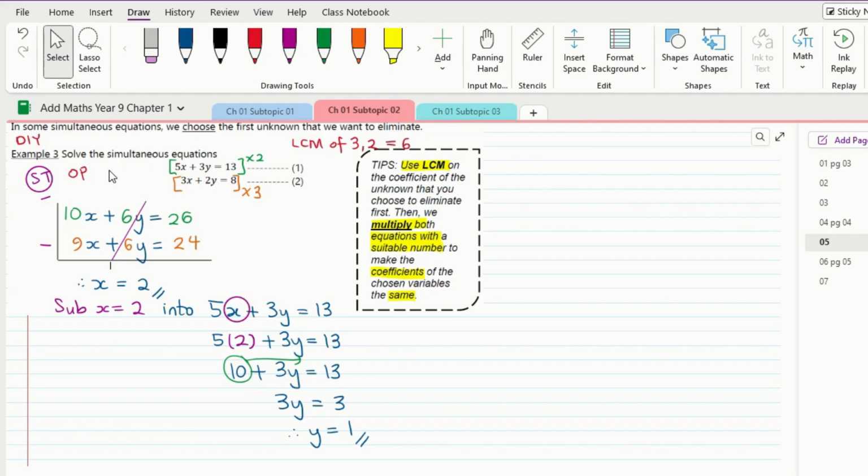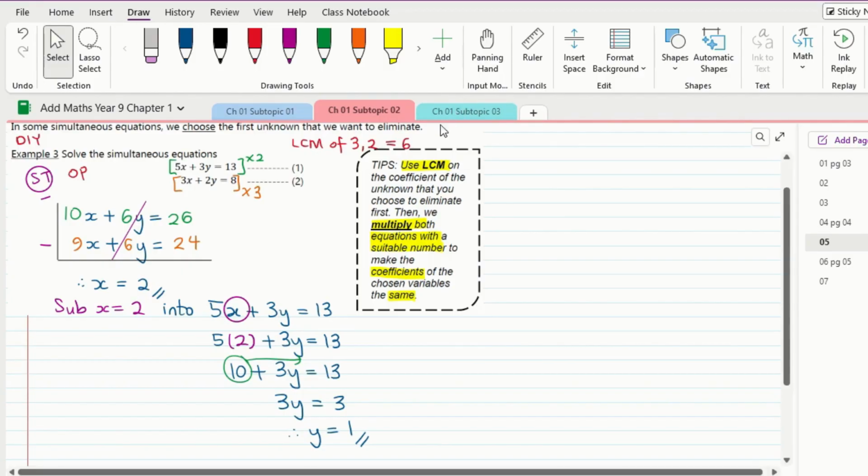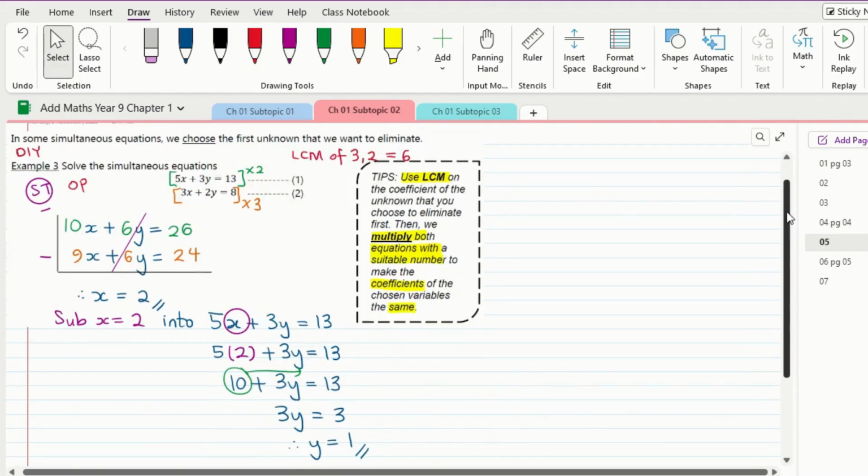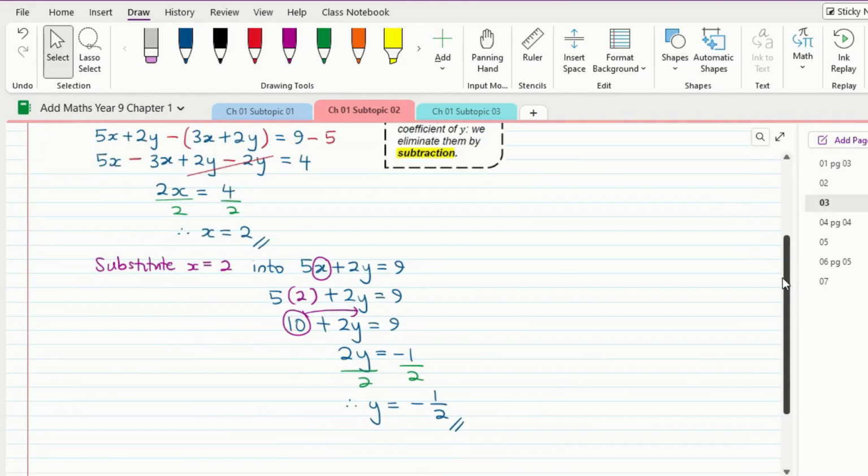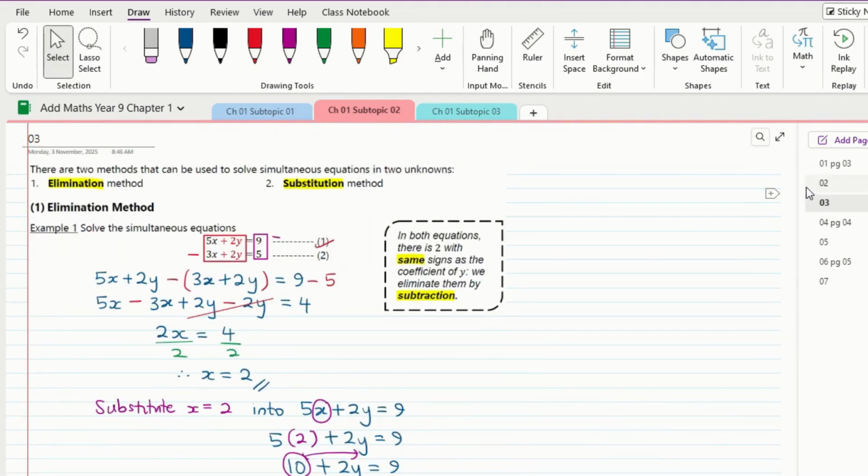So once you have x equals to 2, you substitute into whichever equation that you want. In my case, I chose 5x plus 3y equals to 13. So here, follow the steps. I will have y equals to 1 as my final answer for this one. So this is how you do elimination method for simultaneous linear equations.